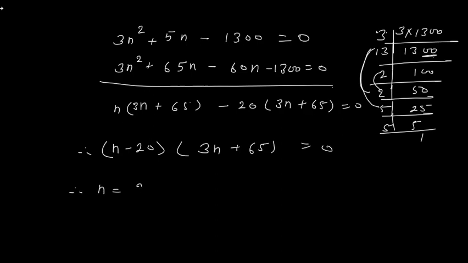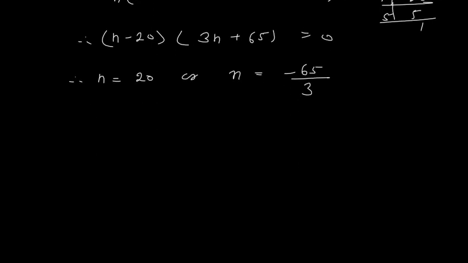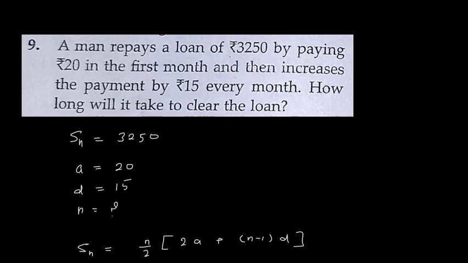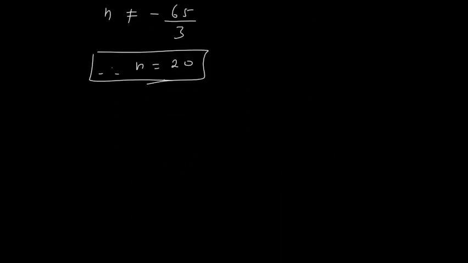So this will give you n is equal to 20, or it will give you 3n, n is equal to minus 65 divided by 3. So n cannot be a fraction, n cannot be negative, so you cannot take this minus 65 divided by 3. So therefore the value of n is 20. So 20 terms are needed. So the problem is a man repays. How long will it take to clear? So 20 months, it will take 20 months.